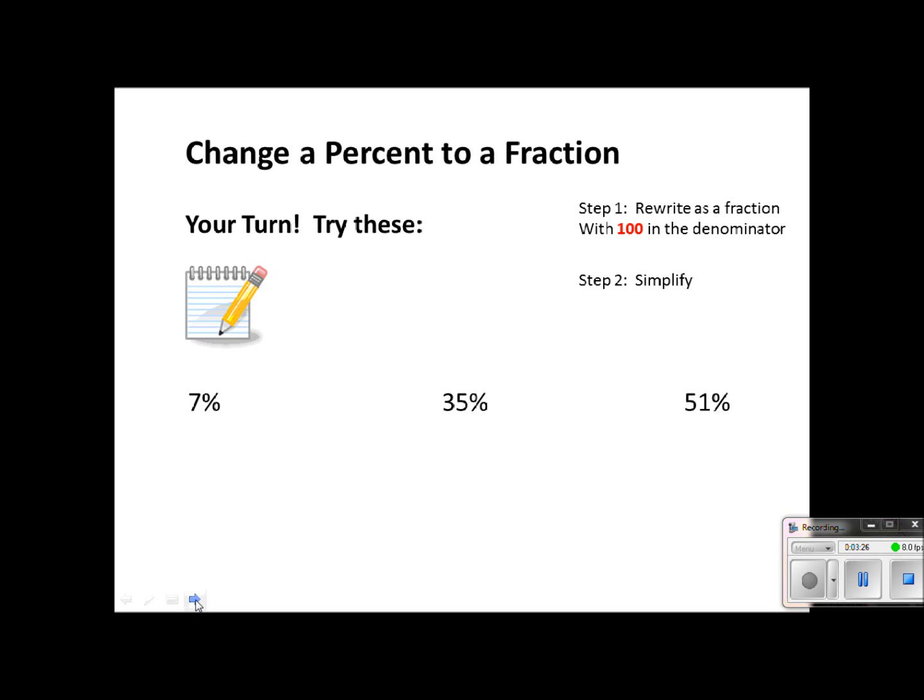And now what I want you to do is put the video on pause, and I want you to do all 3 of these on your own. So you're going to rewrite it as a fraction and then simplify if you can. So again, put this on pause.